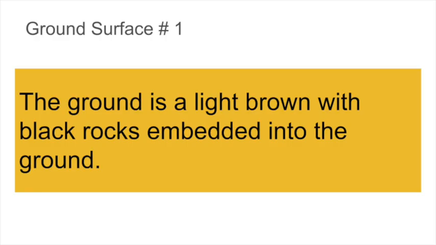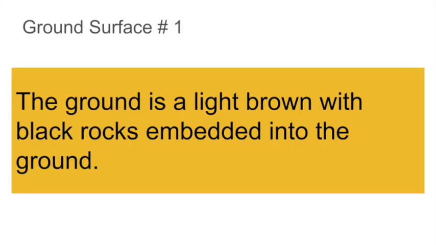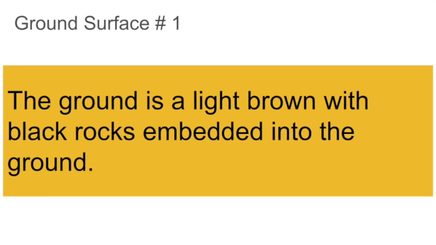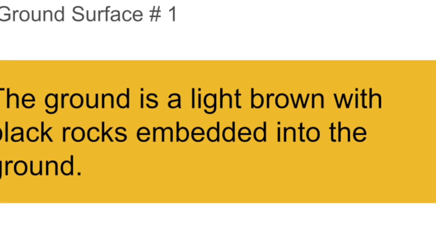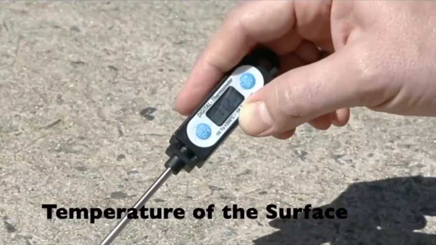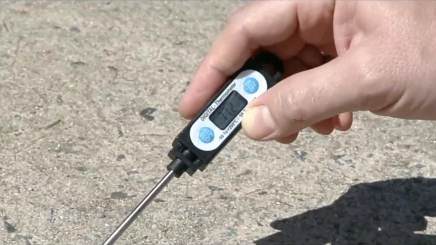The ground surface number 1, and we're going to pause the video perhaps, or you can pause it if you're watching on your own. The ground is a light brown with black rocks embedded into the ground. That should be written on your data sheet. At ground surface number 1, the temperature near the surface is 77.2 degrees. Again, you can pause the video and write that number down.